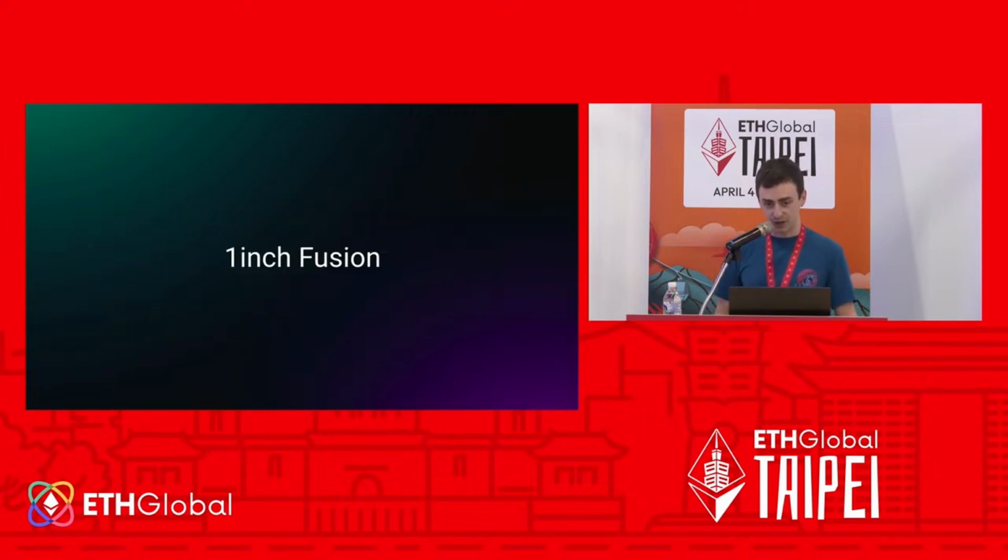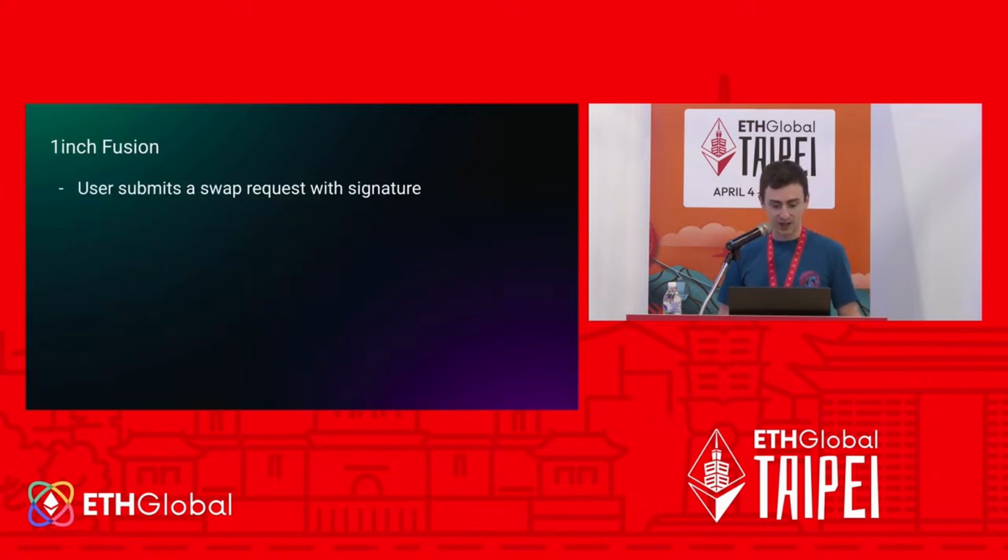So on to 1inch Fusion, which is intent-based swapping. In this scenario, they don't actually get the call data and send it to the chain themselves. They're just signing some sort of signature that says, hey, this is my intent. This is the token I want to go in, and this is the token I want out.